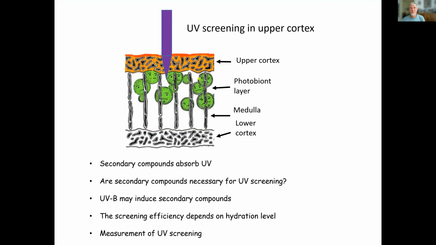Now I will mainly talk about UV screening in the upper lichen cortex. The upper lichen cortex contains secondary compounds that may absorb UV. We'll also talk about whether secondary compounds really are necessary for UV screening, and that UVB may induce secondary compounds in lichens.